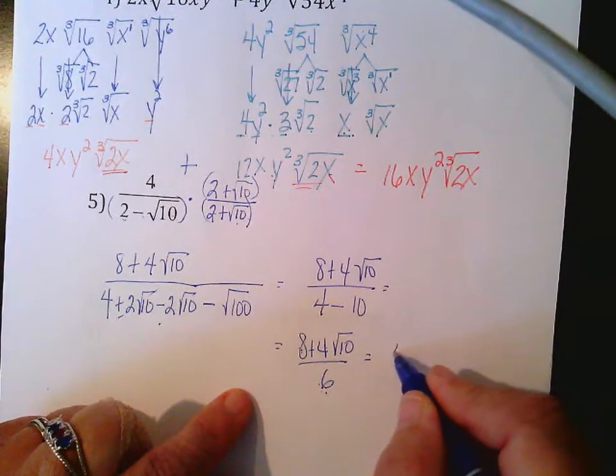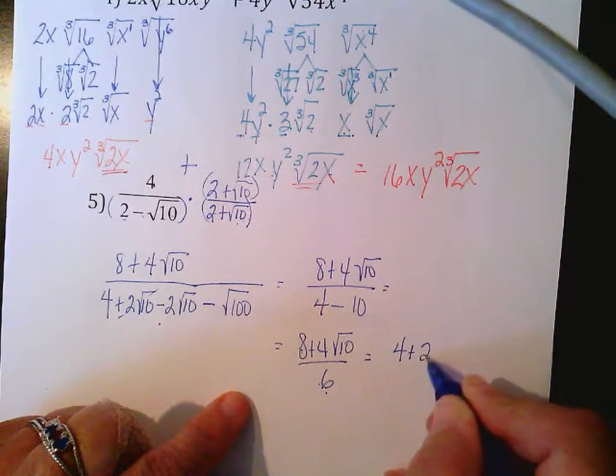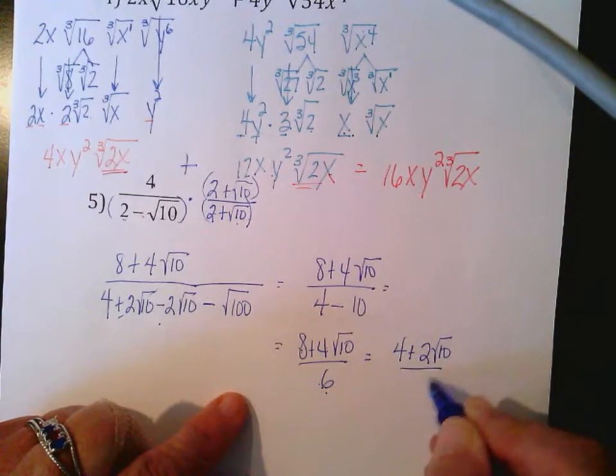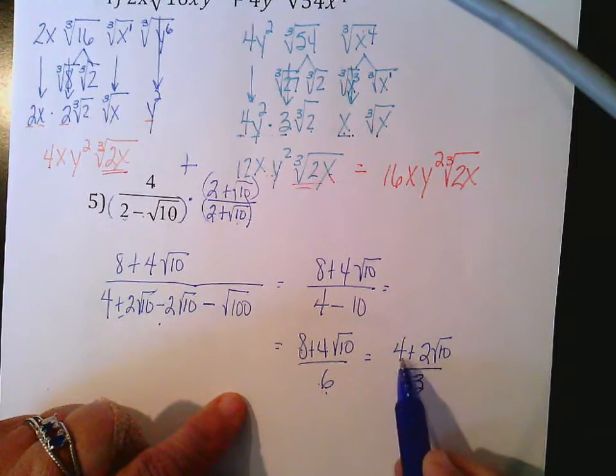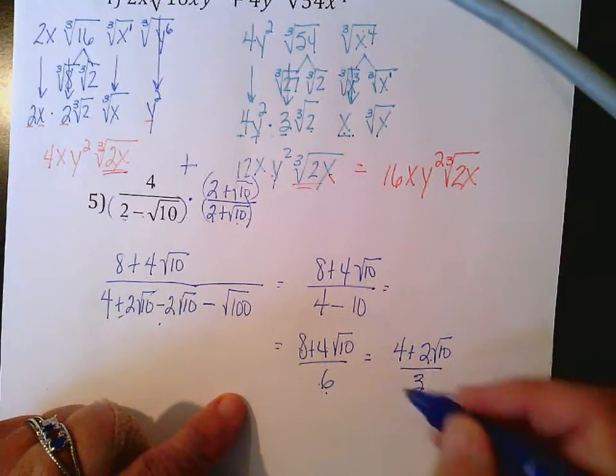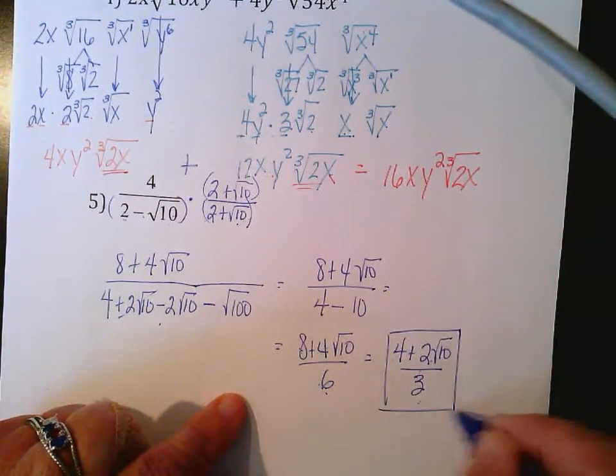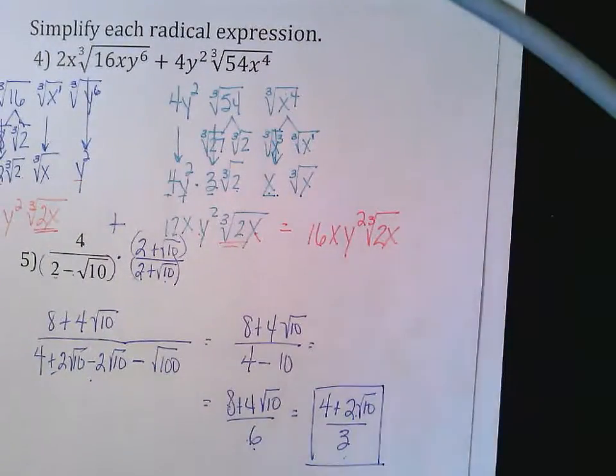2 goes into 8 4 times. 2 goes into 4 twice. 2 goes into 6 3 times. And that's as far as I can go. I can't simplify here, even though 4 and 2 both have a number that go into those, because the 3 does not share that property. And so then that's the final answer for that.